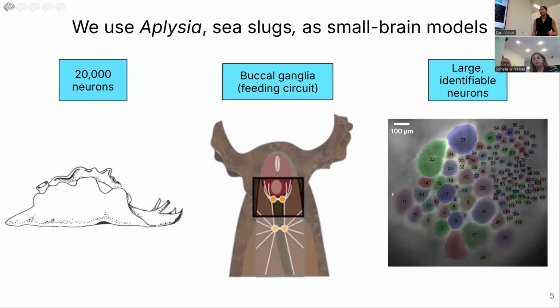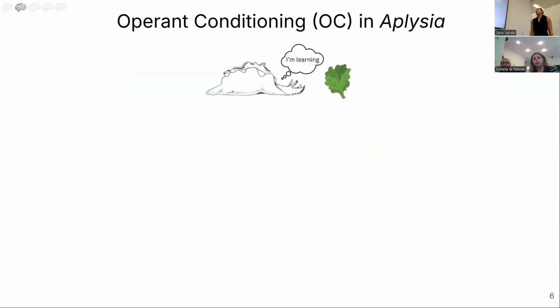So what does operant conditioning look like in Aplysia? Well, in Aplysia, they have two different options when they're eating seaweed. They can either fully ingest the seaweed, or they can reject it. And over time, what we've seen in operant conditioning is that they form an association that if they eat the seaweed, they will continue to ingest it faster. And this happens in the real life animal.